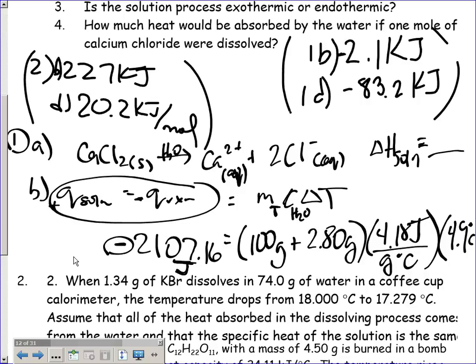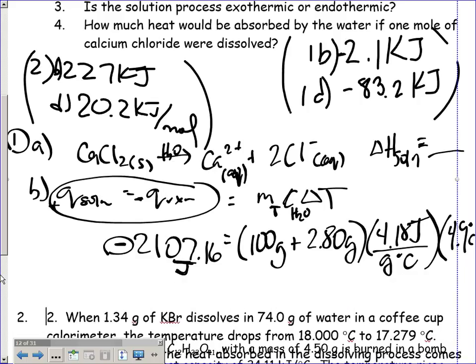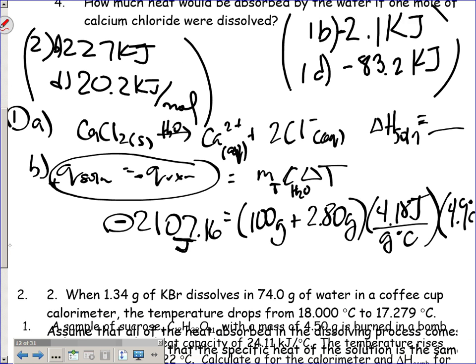2.8 grams, right? Okay, so we have the Q. Now, understanding that the process of the solution occurring and dissolving is going to be exothermic, so Q is exothermic. How much heat would be absorbed by the water for only 1 mole of calcium chloride? This is where we start, where we kind of did today.